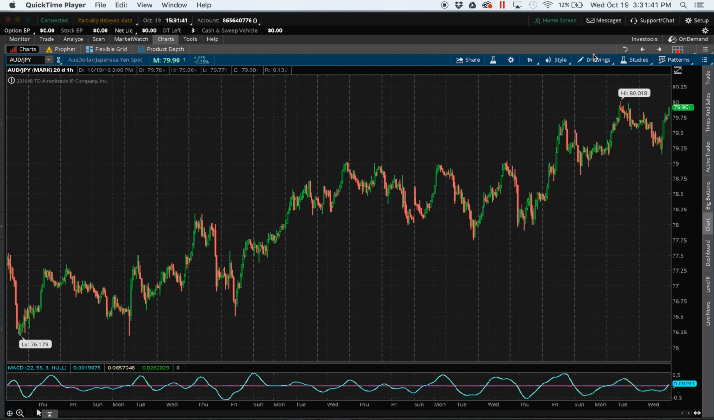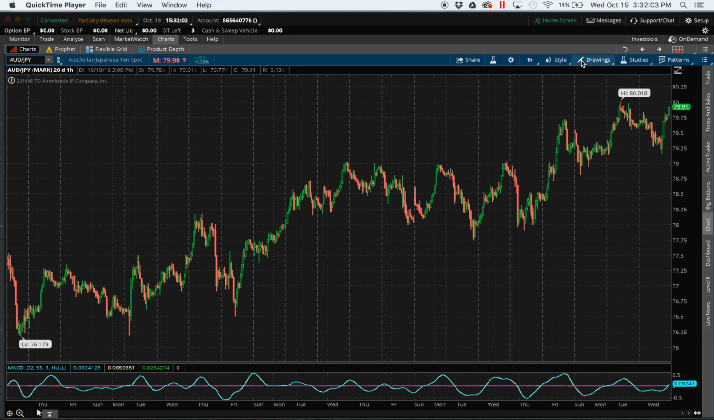So your support level is your lows, and then your resistance is where sellers take over. This is where price is overbought and sellers start taking over, so the price goes down. So right now I'm going to show you how to draw your resistance lines and your support lines.